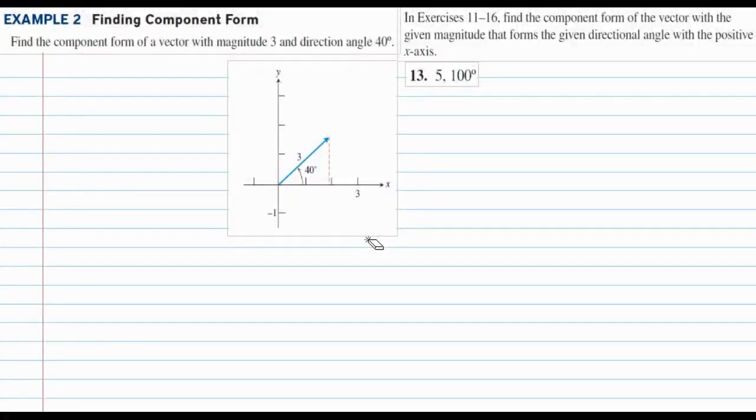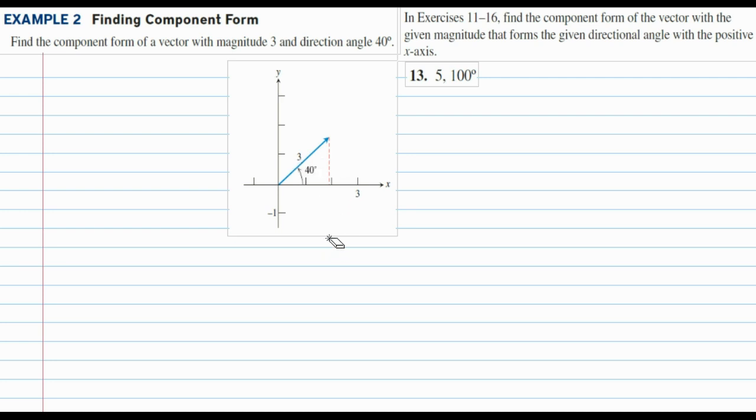This is the screencast for section 10.2, example 2. We're going to find component form. Now we're going to be given the magnitude and direction of a vector, and we're going to go back to component form. So in example 2, find the component form of a vector with magnitude 3, so it's got a length of 3, and direction angle 40, so 40 degrees off of the positive x-axis.